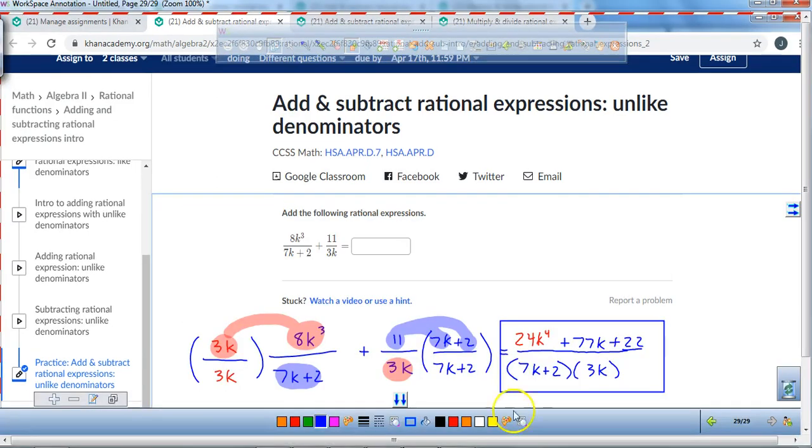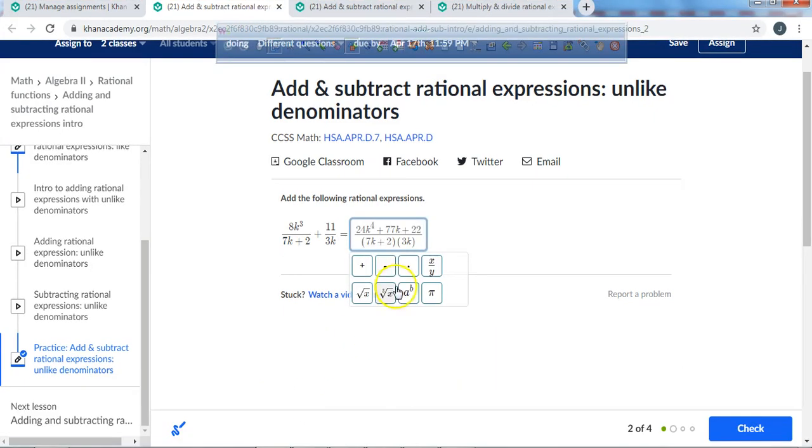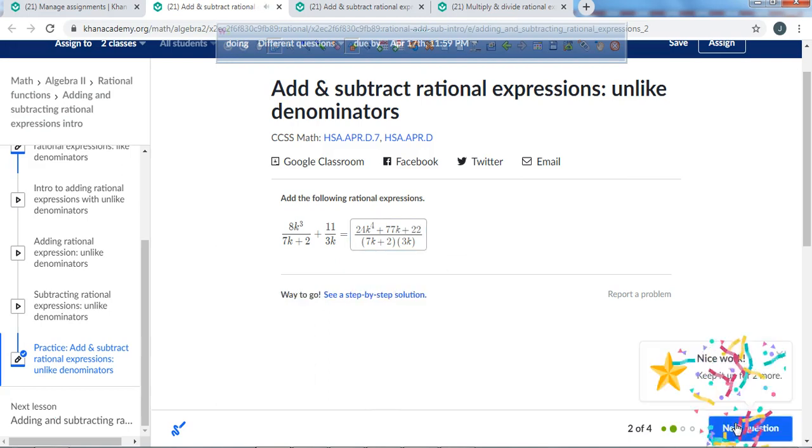Here we go. All right. I think it's looking pretty good. 24k to the power of 4. Boom. 77k. Boom. 22 by itself, just like it is right there. A nice little constant at the end. Come on, roll the dice. Drum roll, please. Woohoo! Got it right. Awesome.